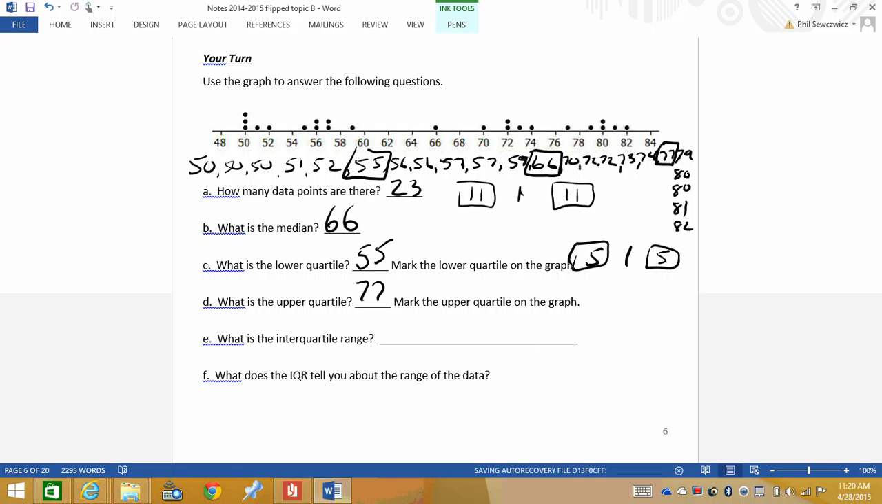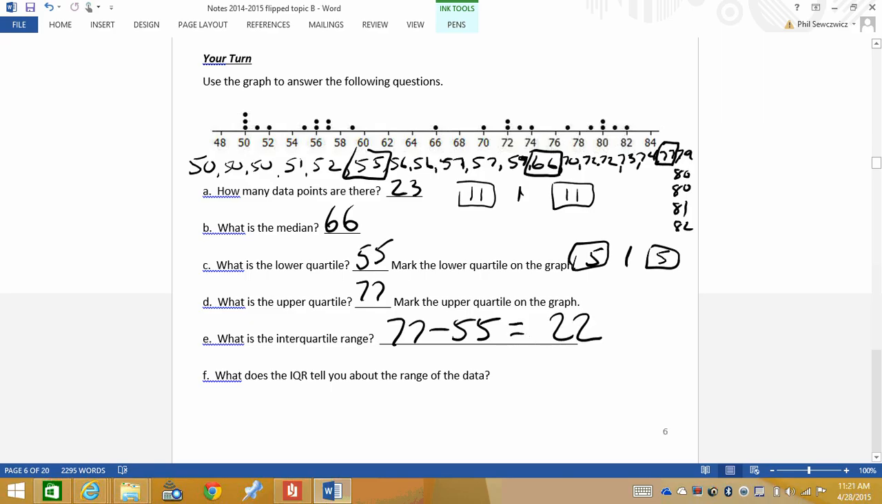So what's the interquartile range? Well, 77 minus 55. To find the interquartile range, you subtract the quartiles. And that's what range was: the highest number versus the lowest number. But it's not just range, it's interquartile range. So that's why we're doing 77 minus 55. So we should get 22 for our IQR.